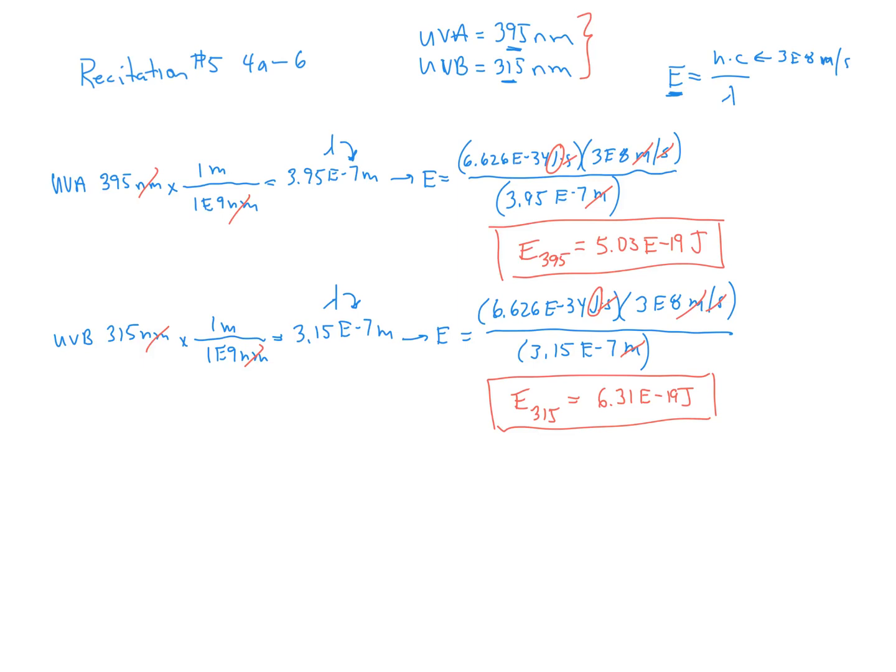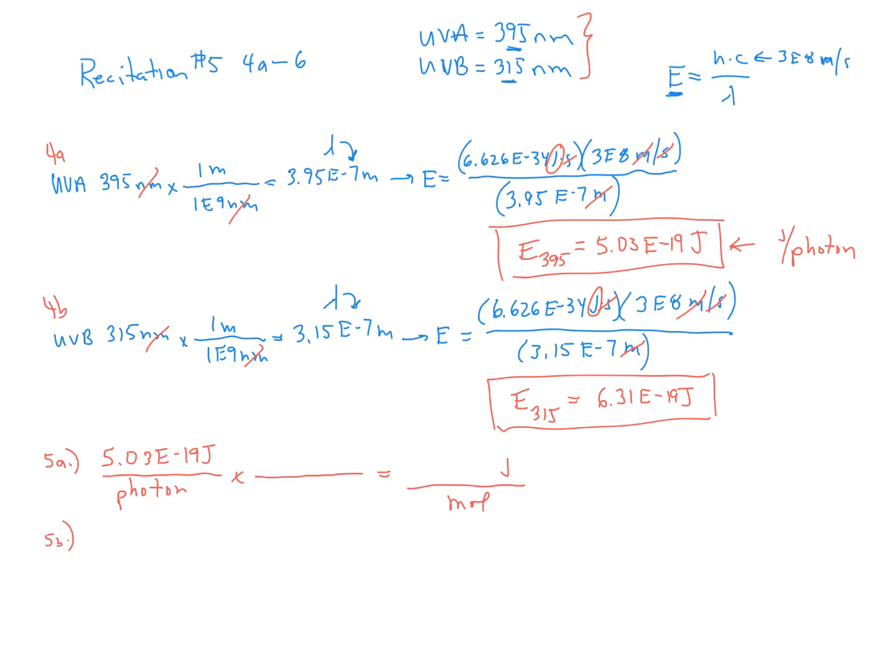So this is 4A and this is 4B. For the next step, 5A and 5B, we're asked to find the energy in terms of joules per mole. The trick is that the energy we found is joules per photon: one photon of light with this wavelength has this energy. For question 5A and 5B, again it's the same calculation, except I have the energy from one photon, 5.03 e to the negative 19 joules, and I'm looking for energy in joules per mole of light.